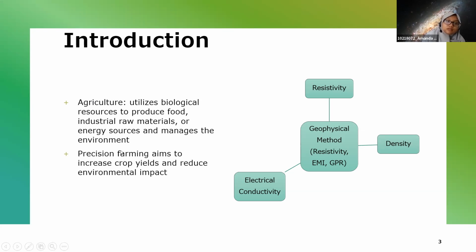impact. This precision farming can be done using geophysical methods, and from the geophysical methods, we can know about the physical properties of the Earth's subsurface, such as resistivity, density, electrical conductivity, and so on. And geophysical methods that are often used for agriculture applications are resistivity, electromagnetic induction, and GPR or ground penetrating radar.